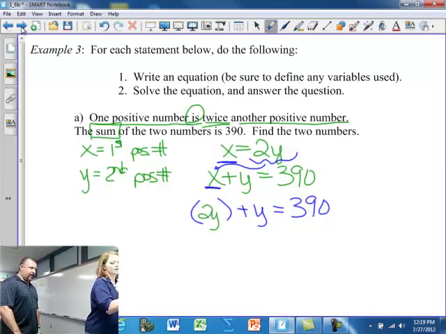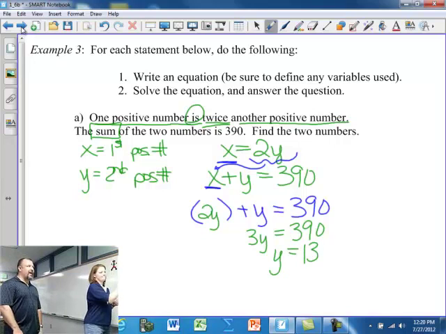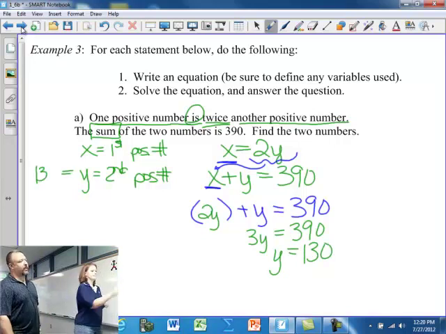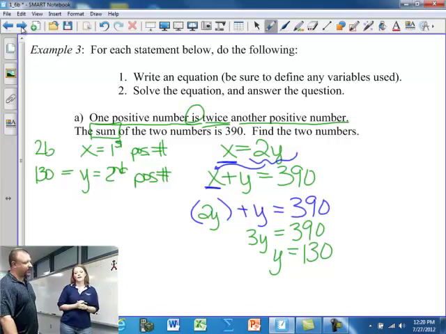2y plus y is 3y equals 390. And divide by 3, you get 130. Okay. So your second number is 130, which makes your first number 2 times that, according to one of our equations, which means the first number is 260. I know what you meant.